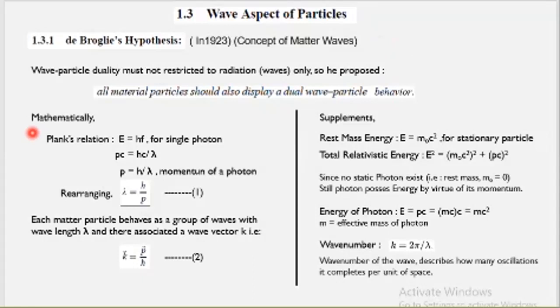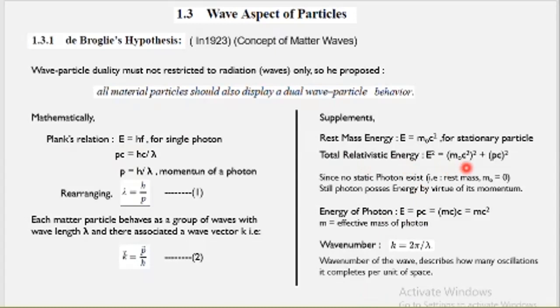Mathematically, we can deduce this relation from the famous Planck's relation, that is, energy transfer between radiation and material is discrete and in quantized form, which is h times f. This is the energy of a discrete packet, which we call a photon. Now we require the energy of a photon, which we can easily get from this total relativistic energy relation.